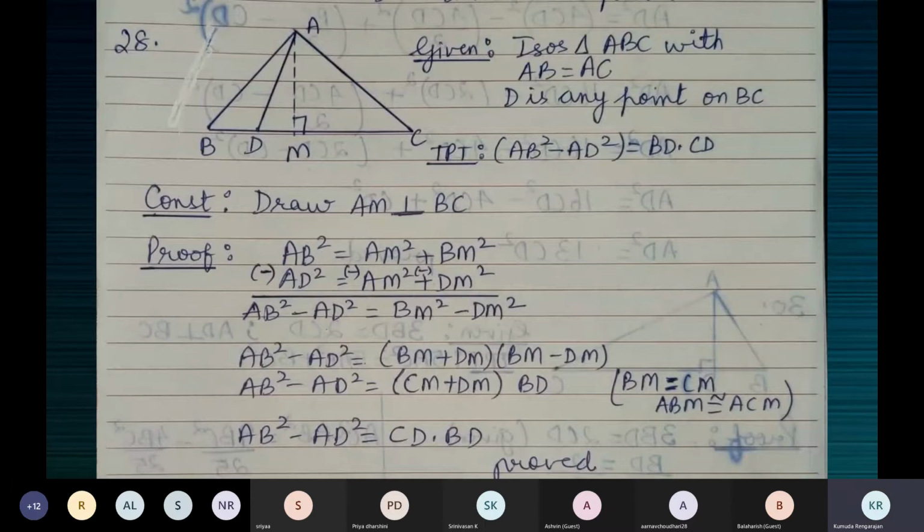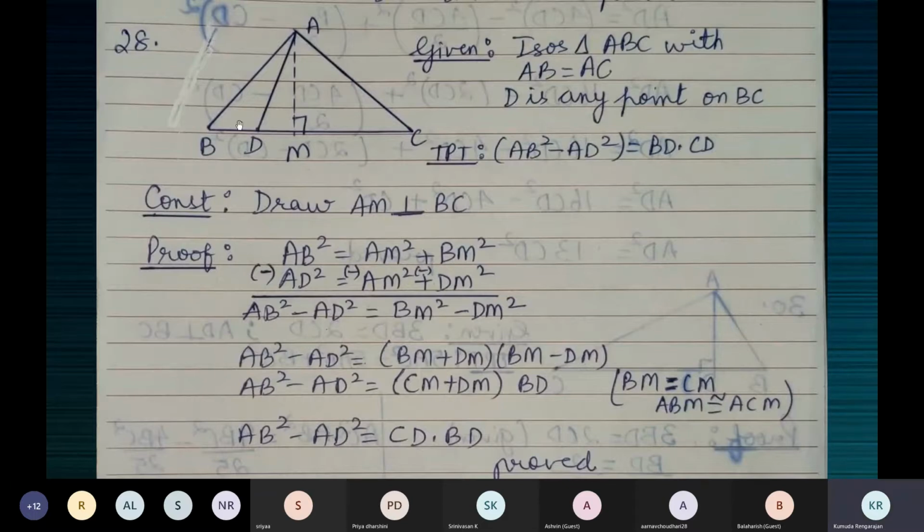So here, children, we are given an isosceles triangle ABC with AB equal to AC. It's given there.